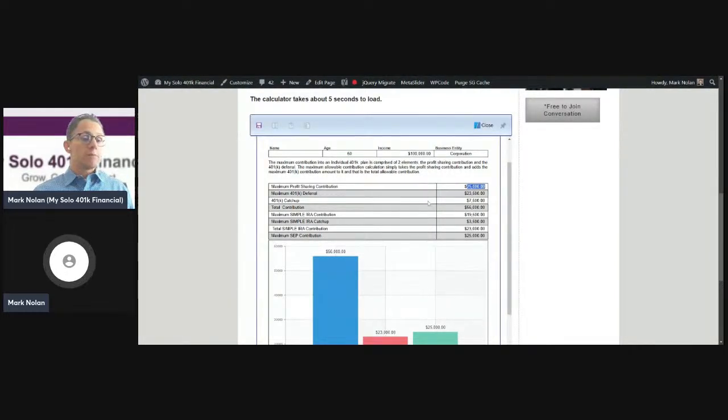Let's do another example, but let's say this person is age 60. This will be an illustration of the super catch-up contribution, which is new for tax year 2025.